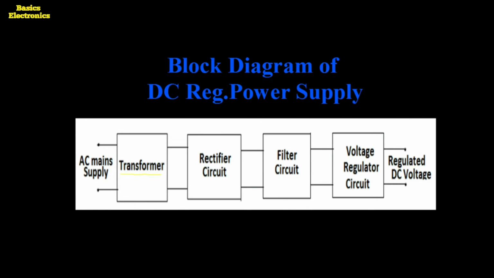The first block is the transformer, and we use the transformer for two reasons. First, the transformer provides isolation between the AC supply, since the input to the transformer is AC, and the output DC current.